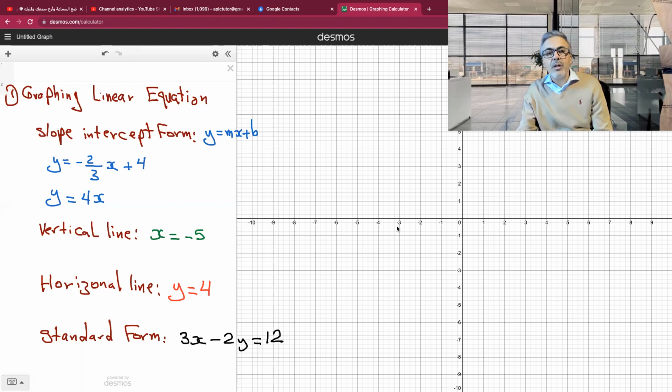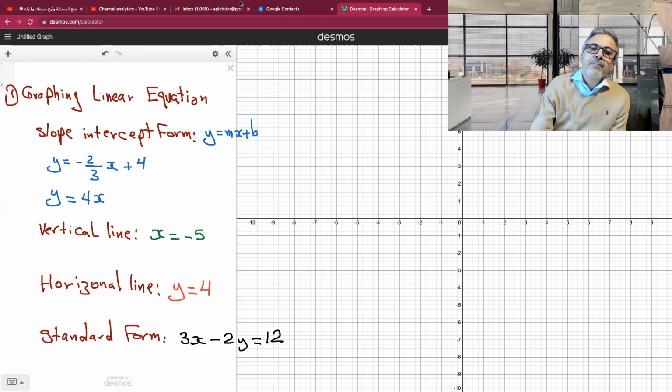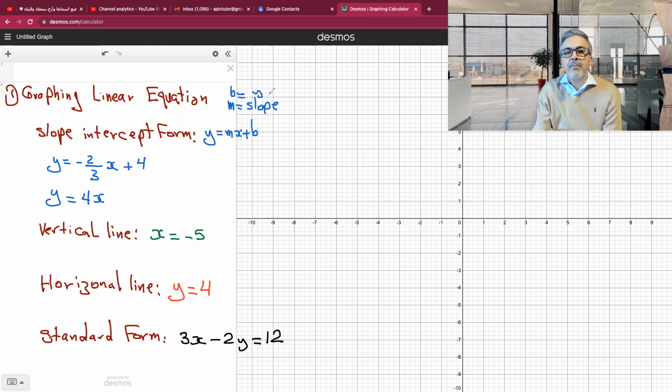All right, so we'll start with the y equals mx plus b. A lot of you students who've done this chapter, you know what m means and you know what b means. Here, m is the slope, and b is the y-intercept. So when we have an equation written in that form, so y equals, m here is negative 2/3, and b, the y-intercept, is 4.